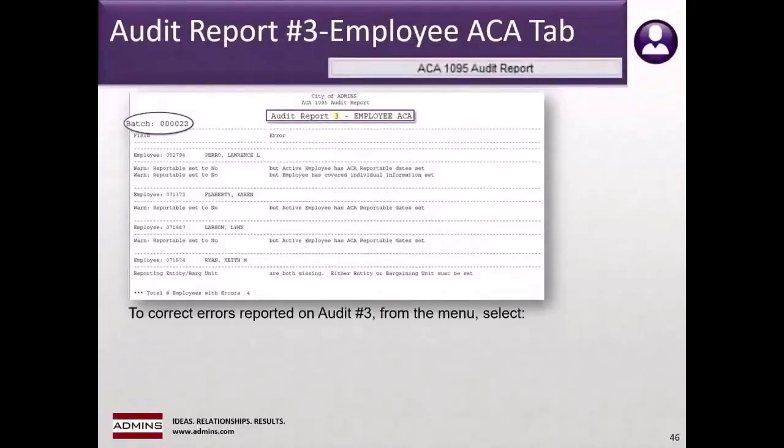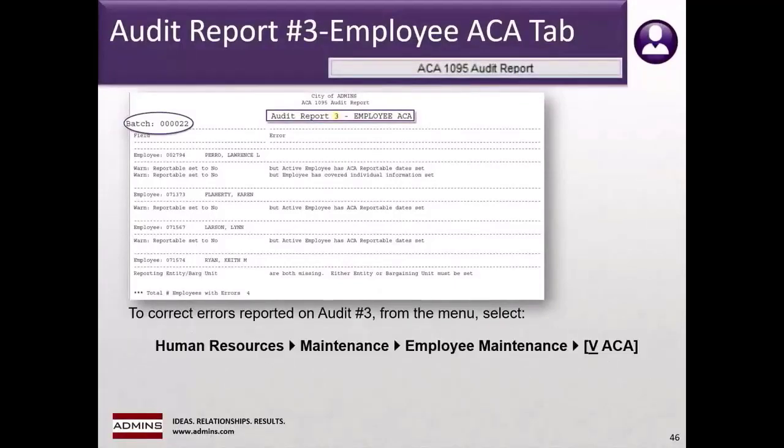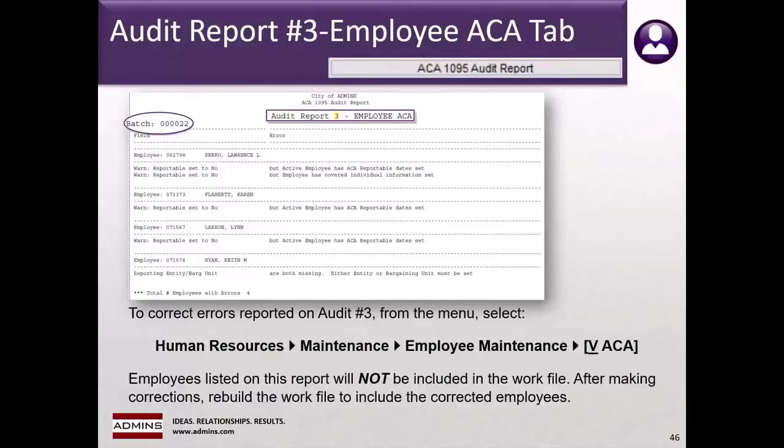Report number 3 lists errors from the Employee Maintenance ACA tab. This report identifies errors and provides information on what must be corrected for individual employees. Employees appearing on this report will not be included in the work file. If they should receive a form, correct the errors to bring them into the work file.